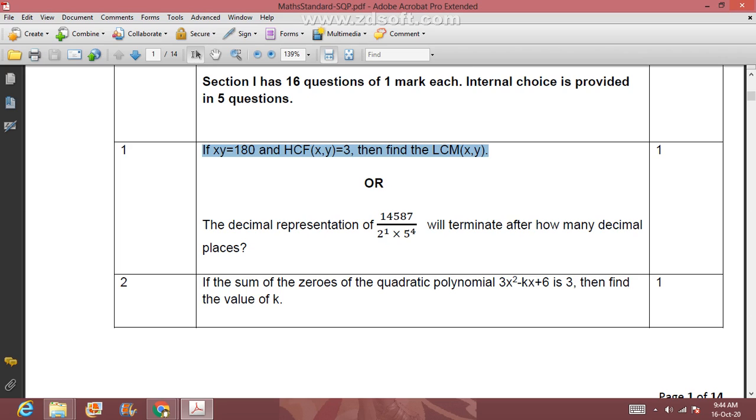Understood everybody? Yes, sir. Okay. So this is what is called an internal choice.